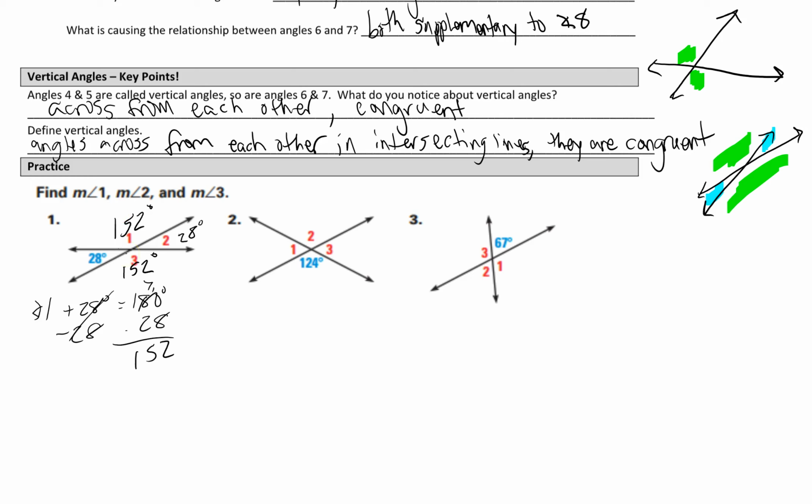All right, next one. I see 124 degrees. Look across. This has to be 124 degrees. Now the other ones, I know 2 and 3 are supplementary. So I have 124 plus something gets me to 180. I subtract my 124, I borrow, and I'm left with 56 degrees. Again, look across. Angle 1 also has to be 56 degrees.